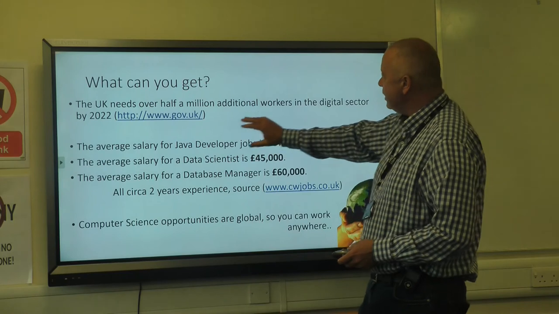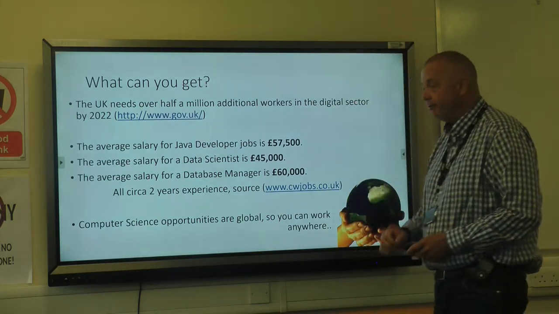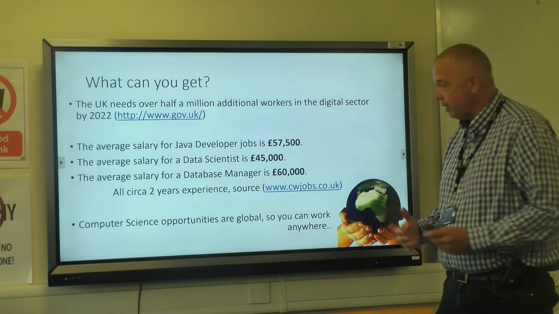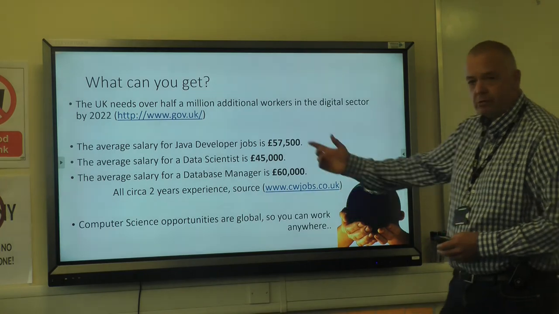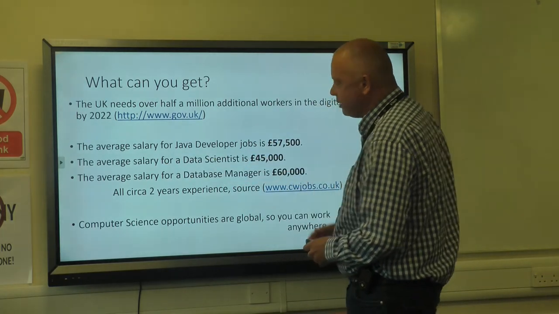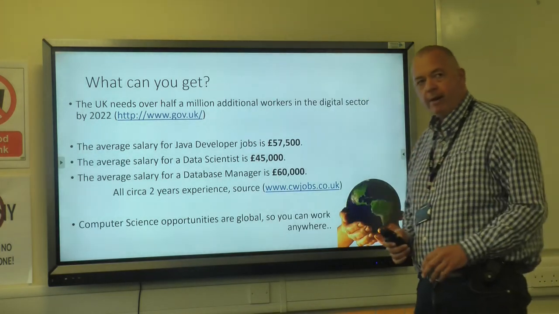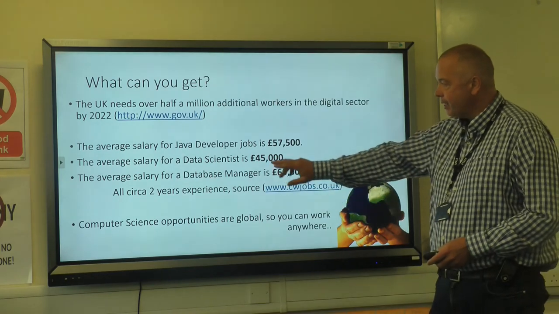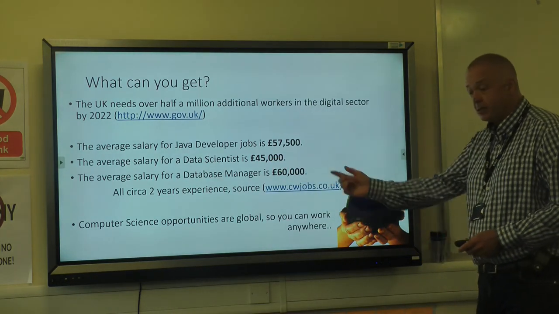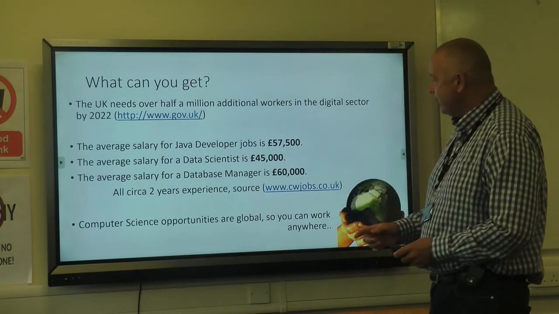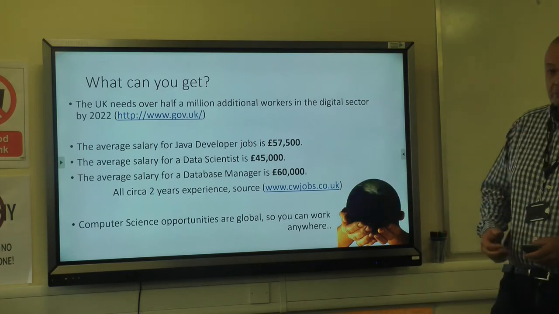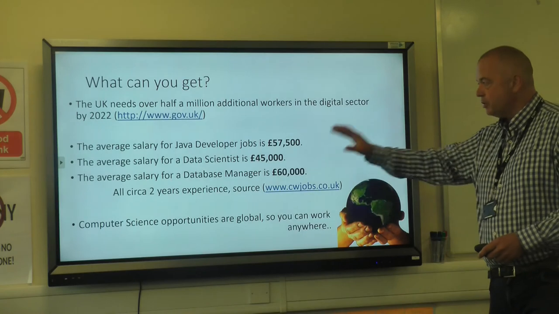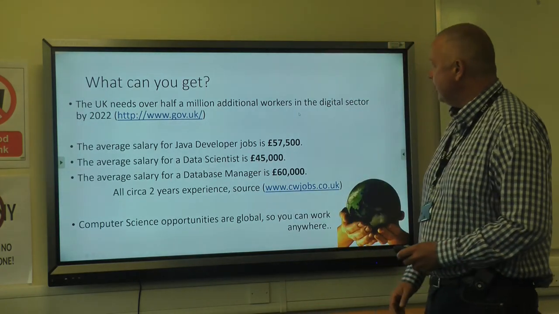Back to money. The UK needs over 500,000 additional workers in the digital sector by 2022. Isn't far away. Java developer, if you choose to develop in Java, which is like an Android-based programming language, 57,500. Actually, you can use Java on Apple as well, I think. The average salary for a data scientist, that's somebody who looks for patterns in data, something I could ramble on about for ages, 45,000. These are averages, not maximums. The average salary for a database manager, 60,000. That's a very easy job as well. So computer science opportunities are global, and you can work anywhere. You can work in Australia, you can work in America, you can work in Mexico, wherever you choose, you'll find opportunities for computer science.